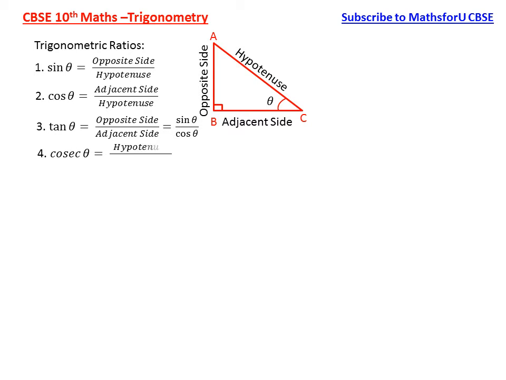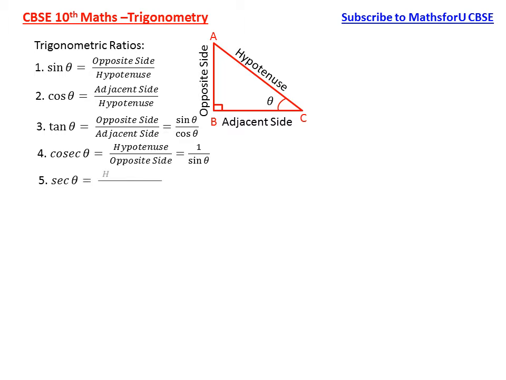Cosecant theta is equal to hypotenuse by opposite side, which is nothing but 1 by sin theta. Whatever we have for sin theta, if we reciprocate it, we get hypotenuse by opposite side, which means 1 by sin theta. The same way sin theta can be written as 1 by cosecant theta, and vice versa. So this is also very much important. Cosecant theta will be 1 by sin, the same way sin theta will be 1 by cosecant.